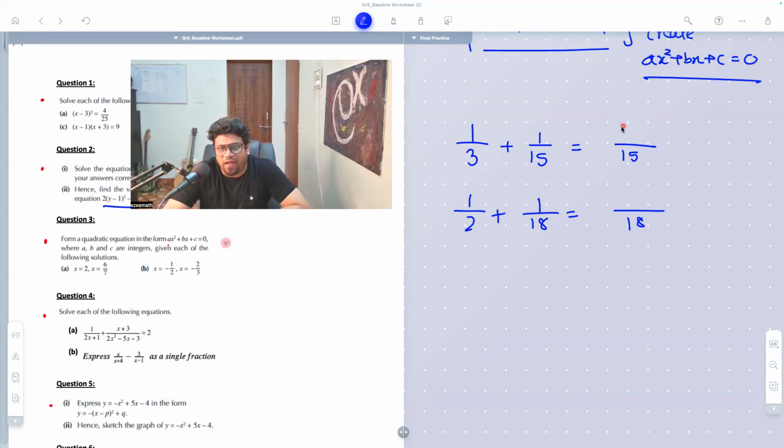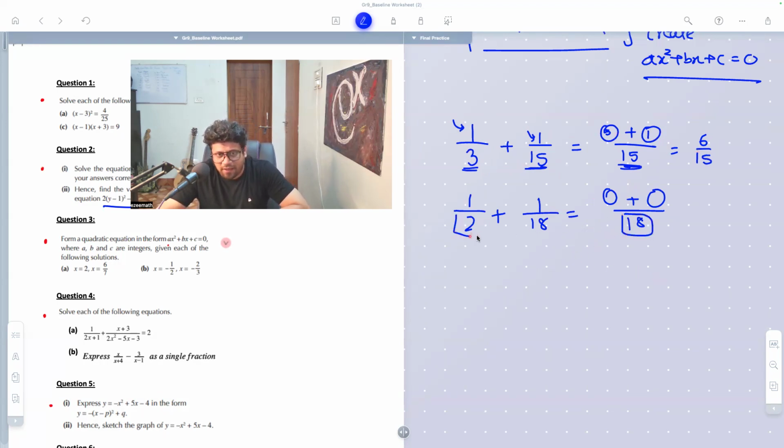Okay. And what would be the factors? What would be the numbers that you're going to put up here? Well, 15 divided by 3, it's a 5. 5 multiplied by 1 is a 5. 15 divided by 15 is a 1. 1 multiplied by 1 is a 1. And you're going to get a 6 by 15. Same scene here. 18 is going to be divided by the 2. You get a 9. 9 multiplies with the 1. You get a 9. 18 divides by 18. You get a 1. 1 multiplies with that 1. You get a 1. That's 10 divided by 18. Or a simple 5 by 9 is the simplest form it can be.